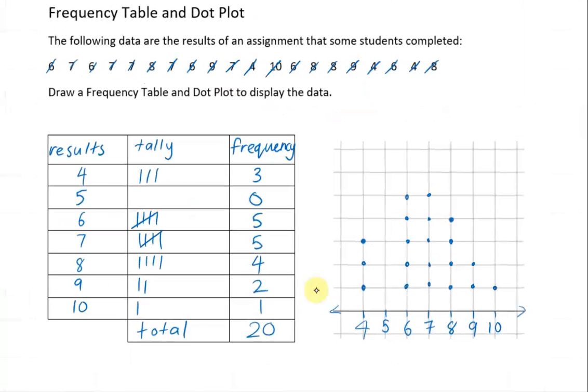And so when we line up our values really carefully, we can see that more people scored 6s and 7s than other data values. There's one thing we need to add, and that's a label on our axis here. And because this is talking about assignment results, let's call it assignment results. And there you have it, a frequency table and a dot plot for the same set of data.